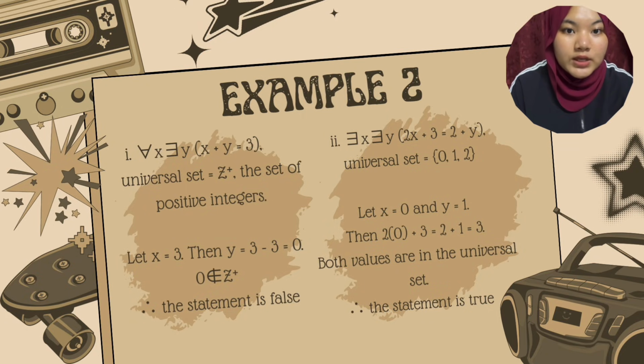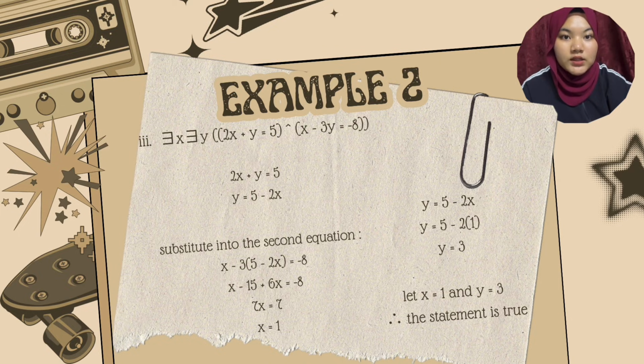For the conclusions, the first statement is false while the second statement is true, based on the given universal sets. For the next question, we are given the statement: there exists x and y such that 2x plus y equals 5 and x minus 3y equals negative 8. This statement means that there exists at least one value of x and one value of y that satisfy both equations at the same time.